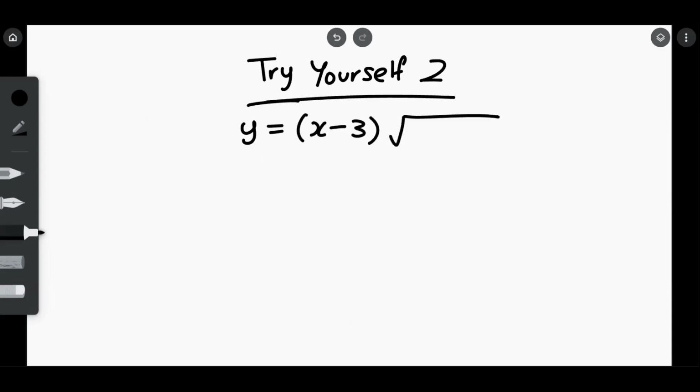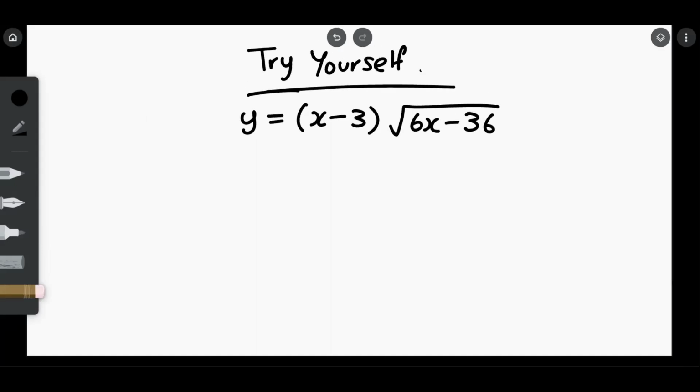Okay, for this equation, which is a try-yourself question, let me copy it again. y equals x minus 3 root 16x minus 36. This is the equation. I want you all to find dy/dx. This is the one I want you all to find.